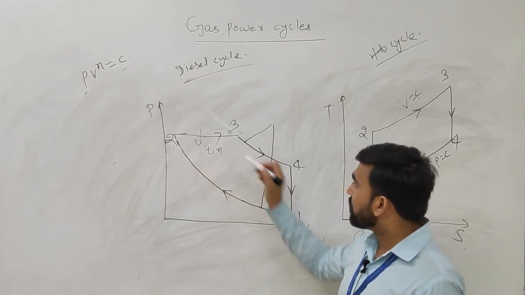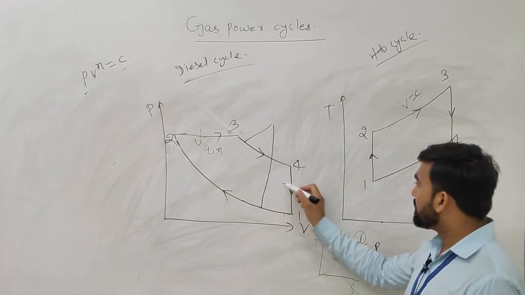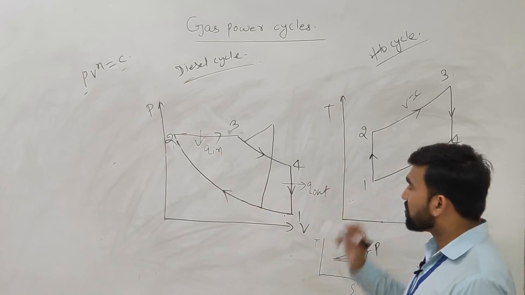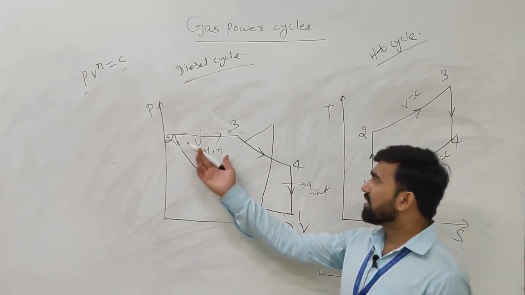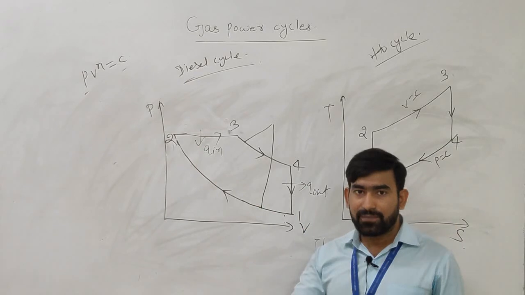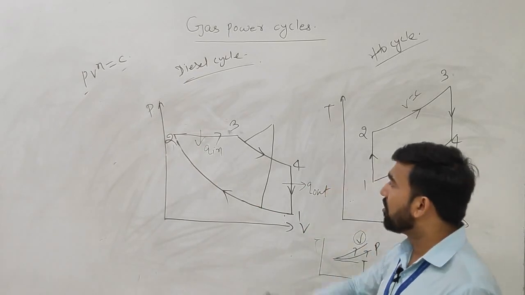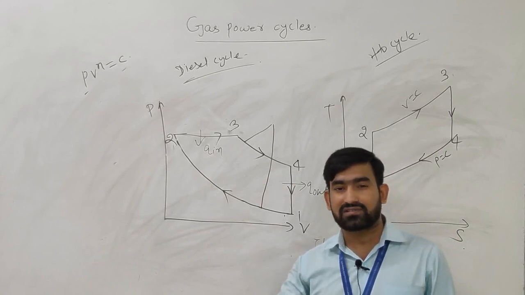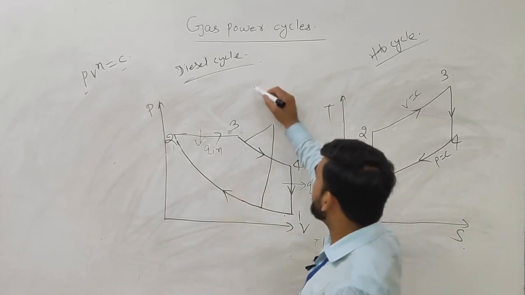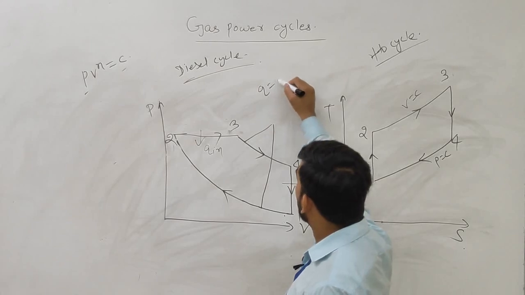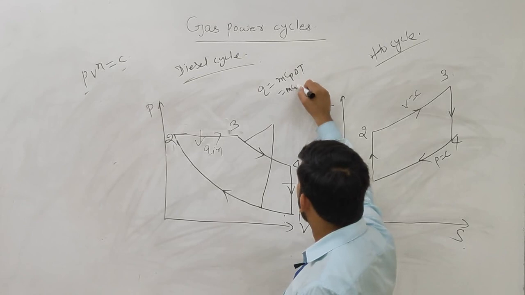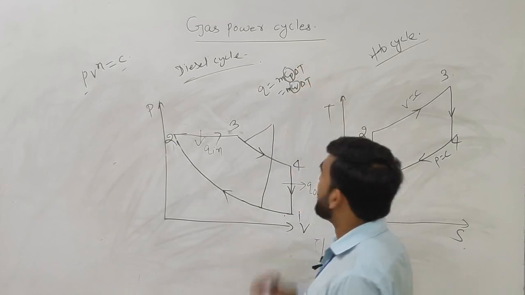Heat is added at constant pressure and heat is rejected at constant volume. Here it is at constant volume. So how can we calculate Q in and Q out? It is a very basic concept where we can calculate heat input or output for a constant volume or constant pressure process by Q equal to m Cp delta T or m Cv delta T, depending upon whether it is a constant pressure or constant volume process.